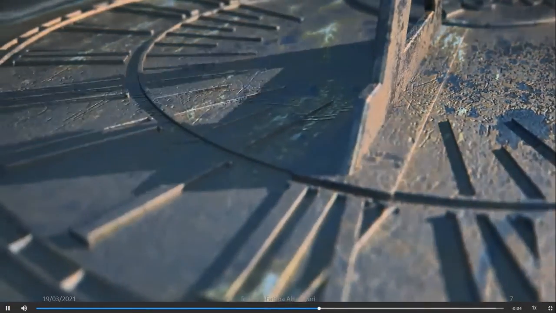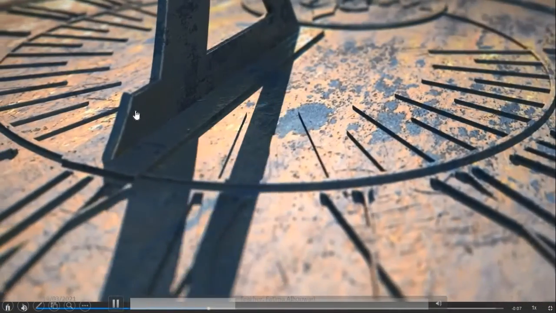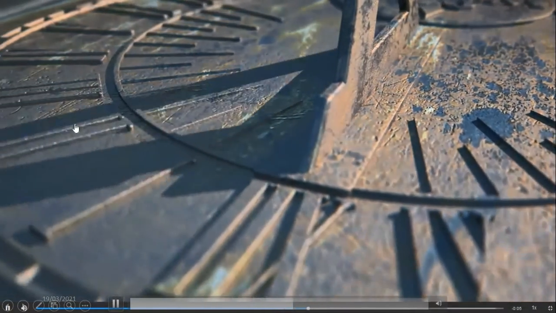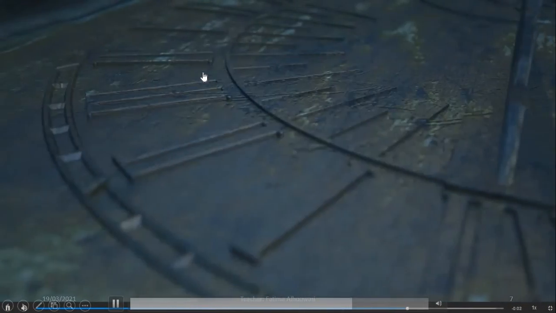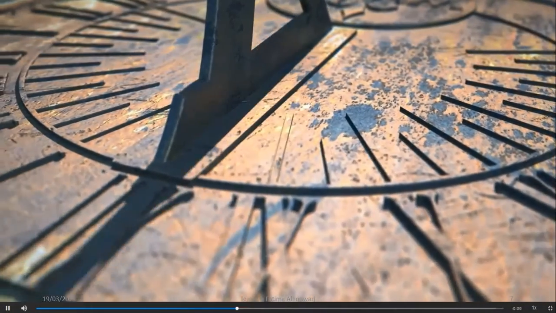This device is called a sundial. Sundial. Observe the shadow. How do you think this shadow is made? And what do you think happens to the shadow throughout the day?